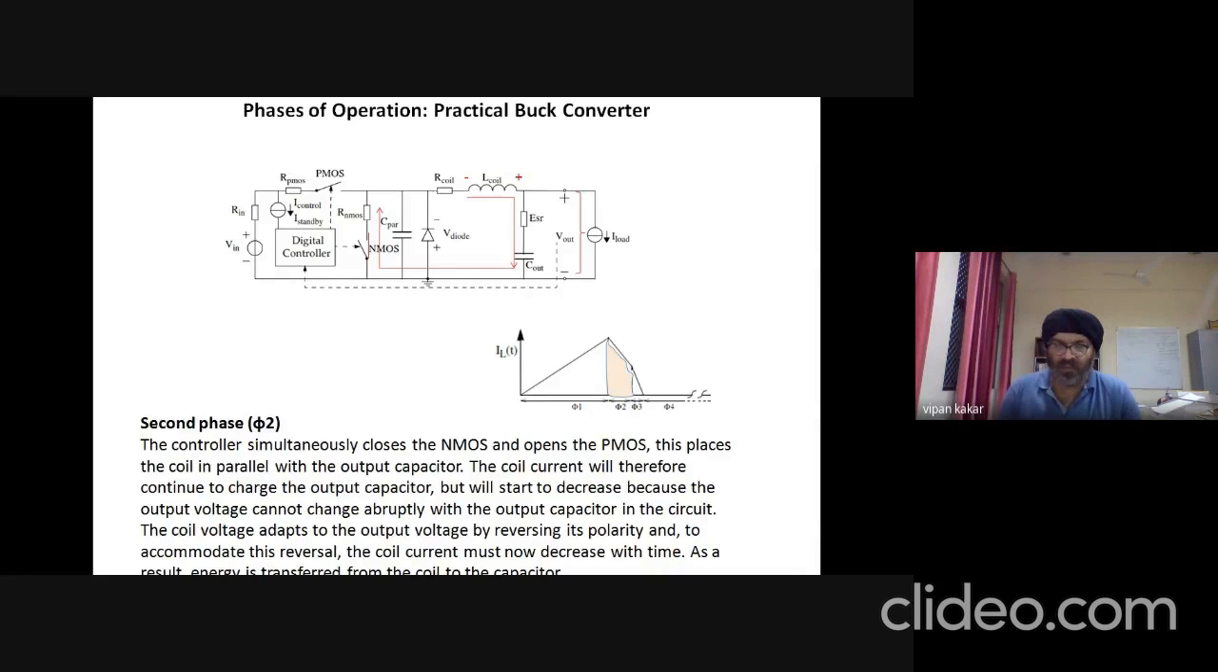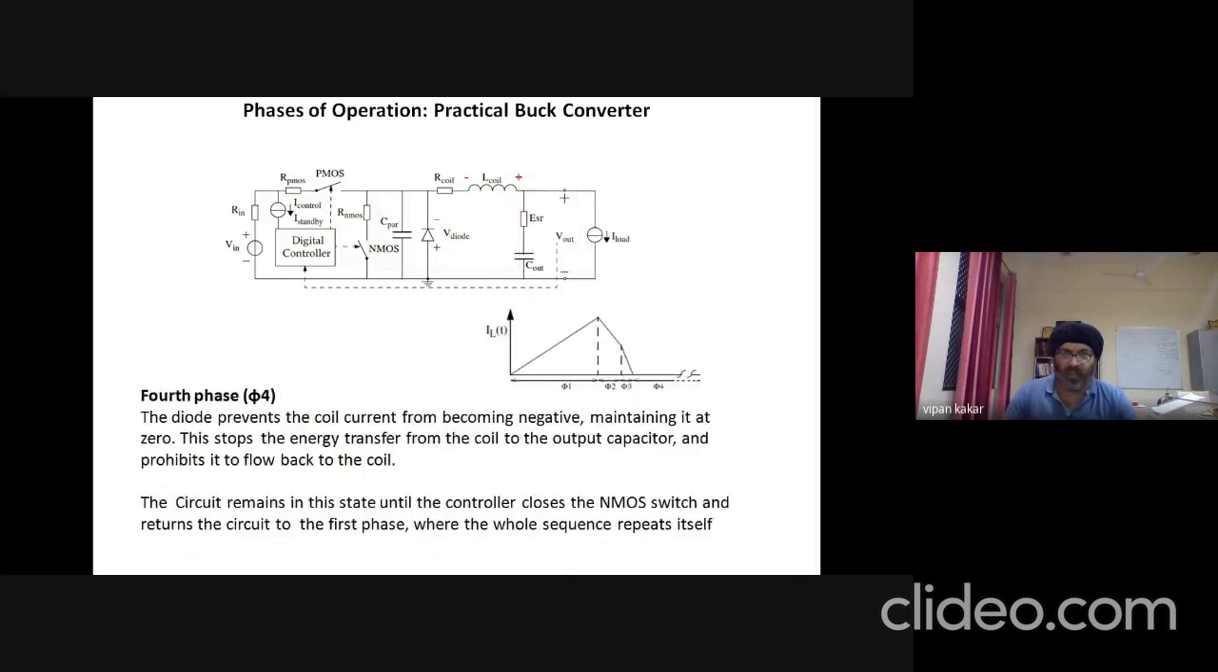So after the finishing of this second phase, the coil current does not reach the value of 0. So in that case, still some energy is inside the coil, because it takes some time to get de-energized.